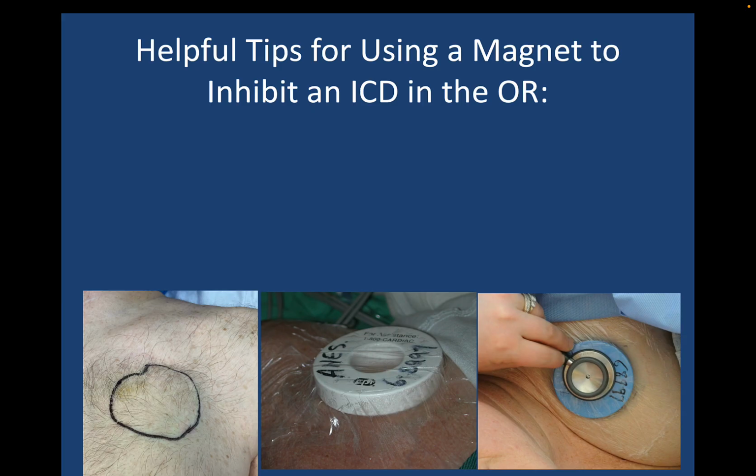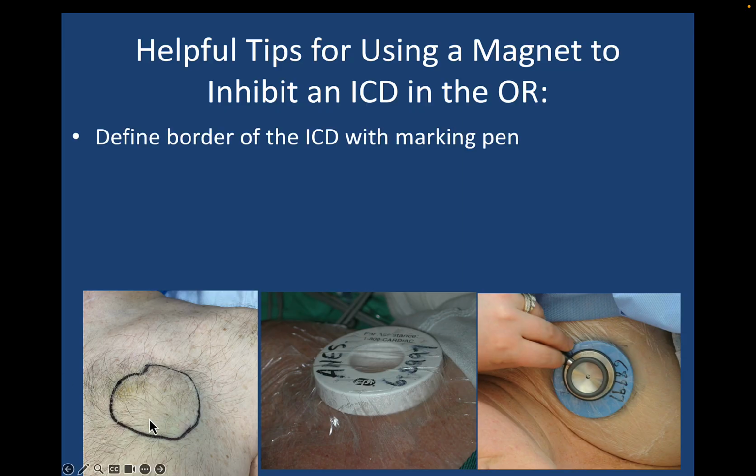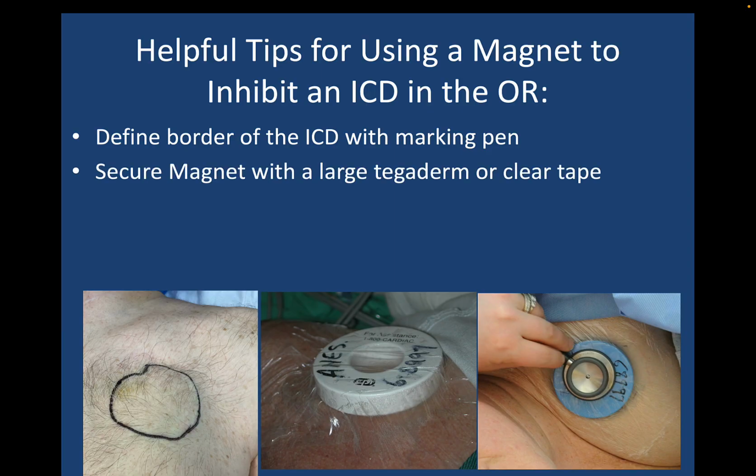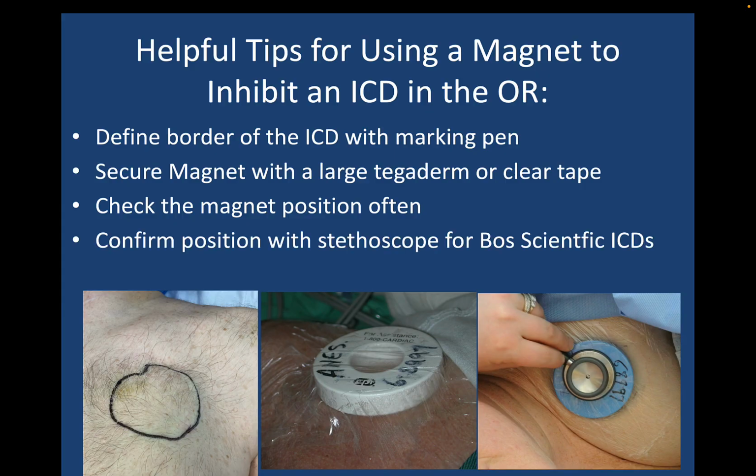Now, if you are going to use a magnet, what I recommend is to try to figure out where the header is in the housing. You can see here I did a little drawing around this patient's device. I used the chest x-ray to confirm my hypothesis that the header was up here and the housing down here. Put the magnet on and make sure that you keep it in place with a large Tegaderm or clear tape. Then monitor that magnet position frequently, every 5 to 10 minutes, just to make sure it hasn't moved. And if you happen to have a patient with a Boston Scientific ICD, you can actually put a stethoscope on it and hear that continual beeping tone that you would want to hear.